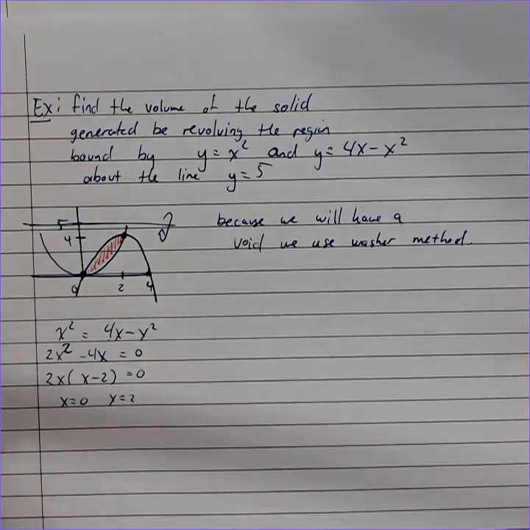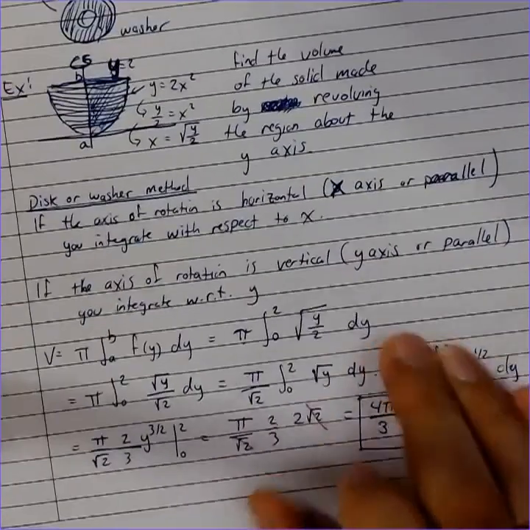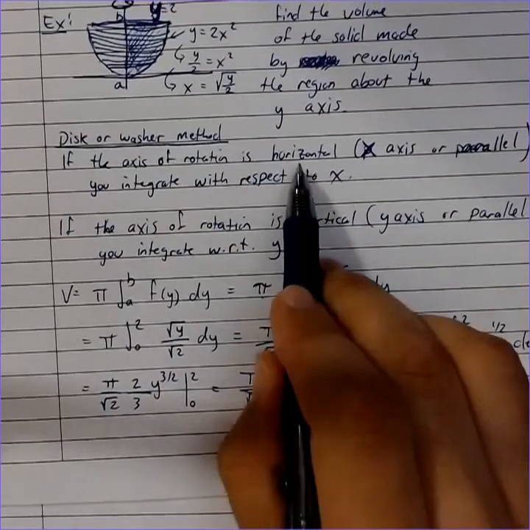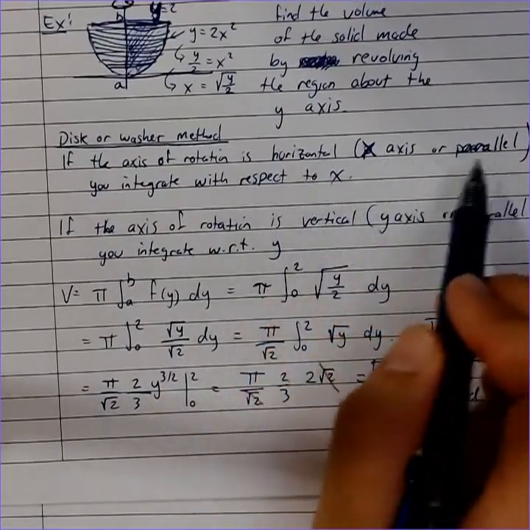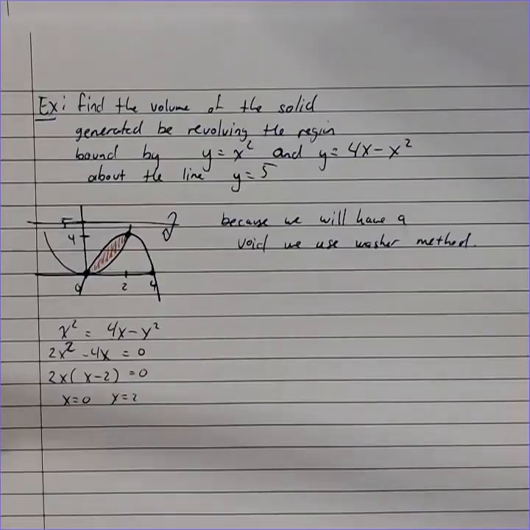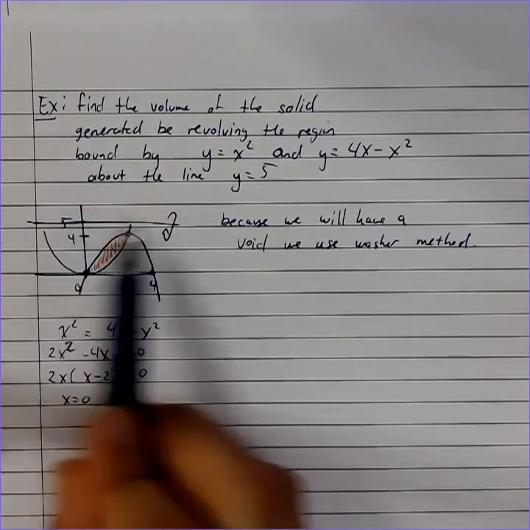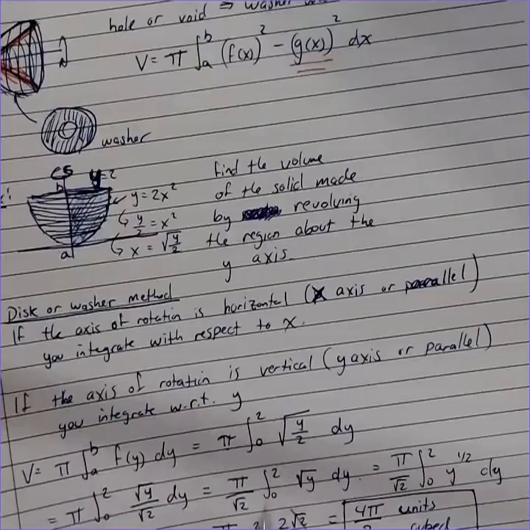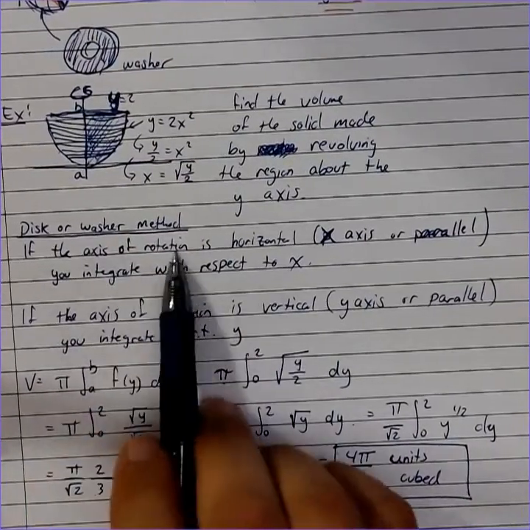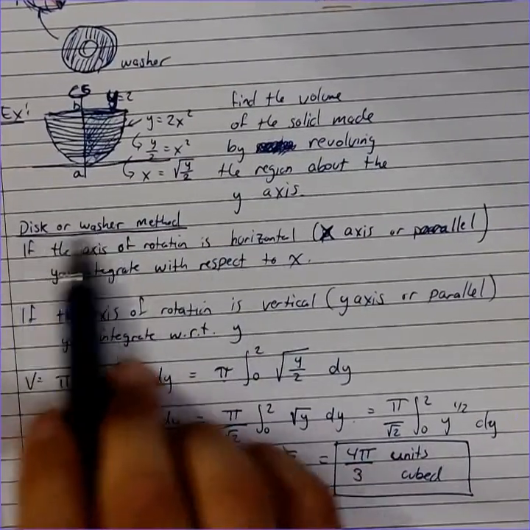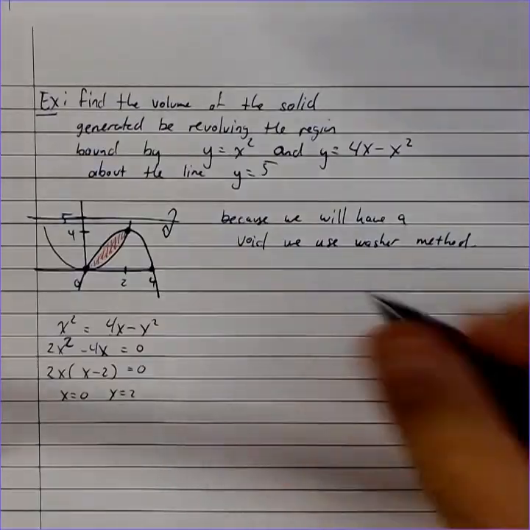And because the axis of rotation is horizontal, it's not the x-axis, but it is parallel to the x-axis. Notice it's not the x-axis, but it is parallel to the x-axis. Because it's a horizontal axis of rotation, for either the disk or washer method we will integrate with respect to x.